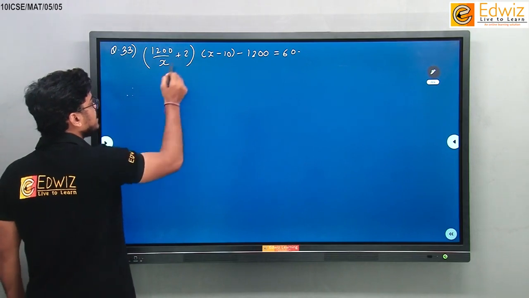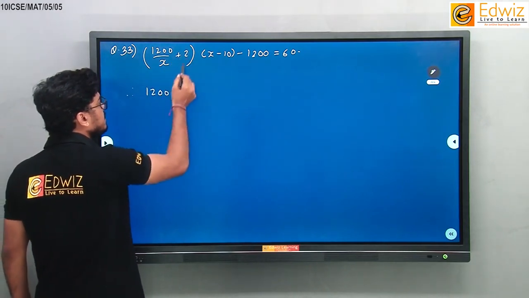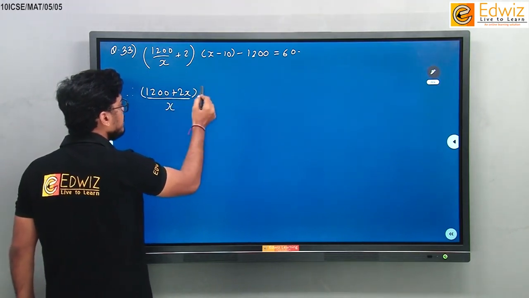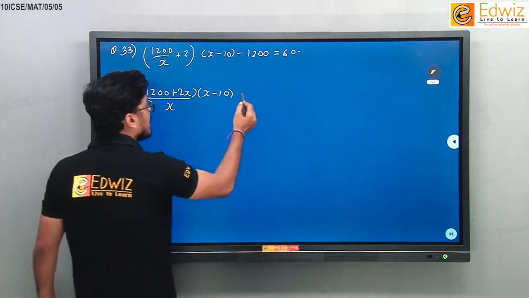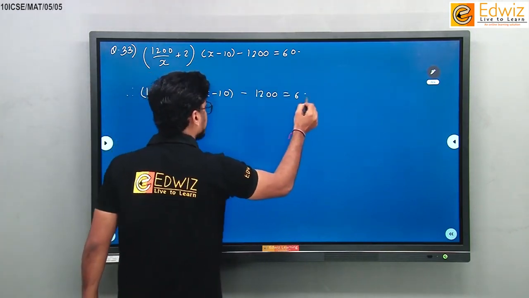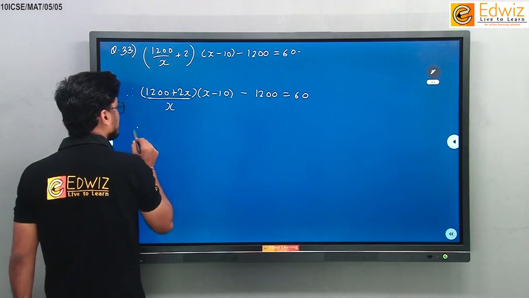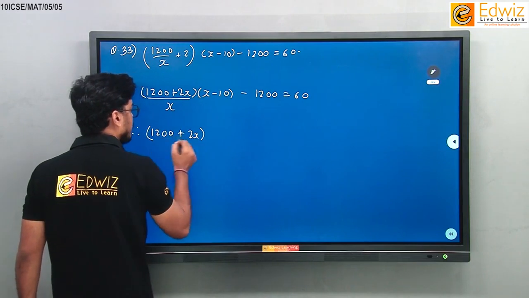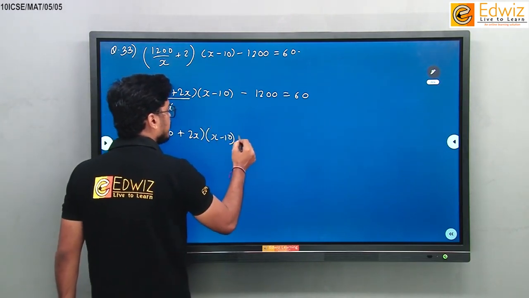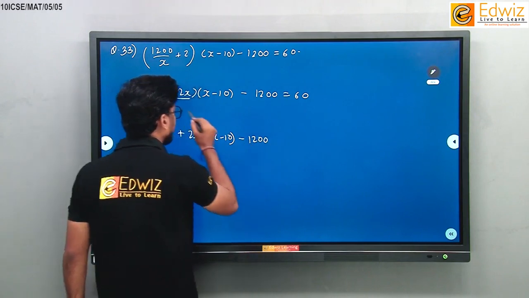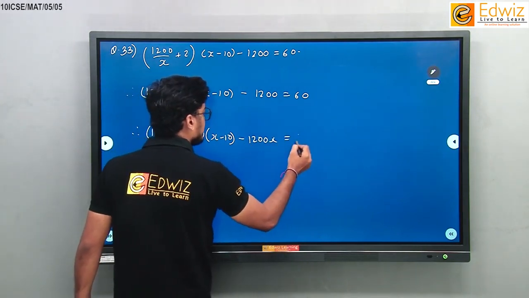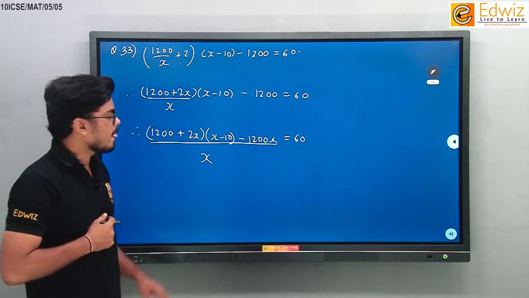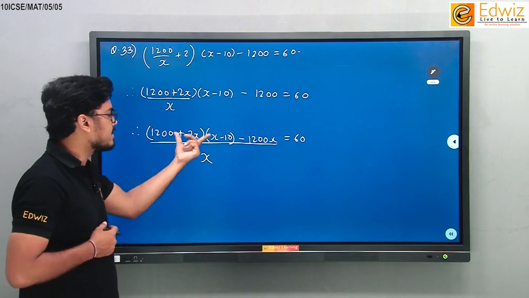First, I'll simplify this bracket. So 1200 plus 2 into x, denominator is x, and here you have x minus 10 minus 1200 equals to 60. Multiply this x here also, you will get 1200 plus 2x, x minus 10 minus 1200 multiplied by this x equal to 60, and both the denominators are now x. ठीक है, सिर्फ क्रॉस मल्टीप्लाई किए.